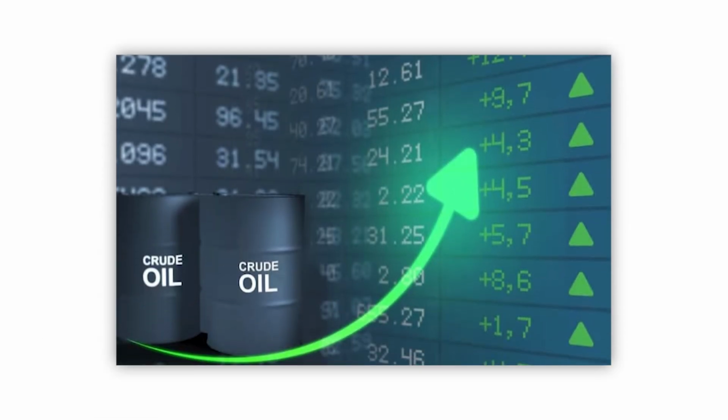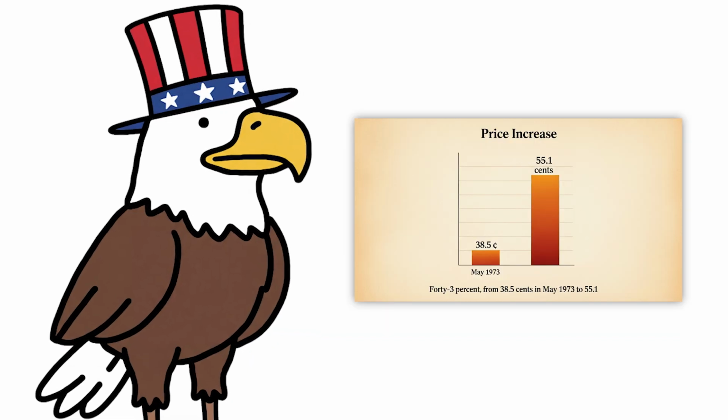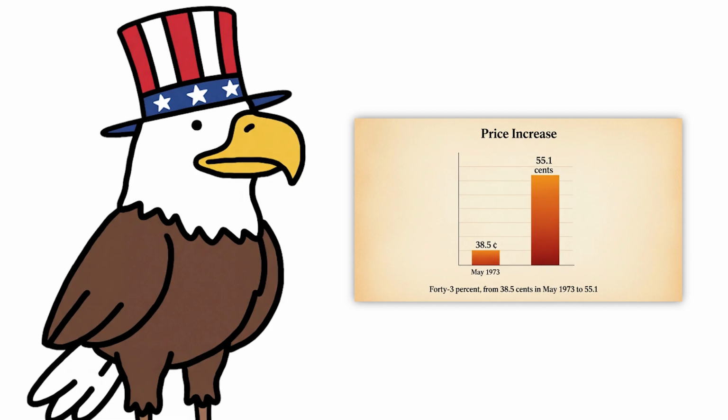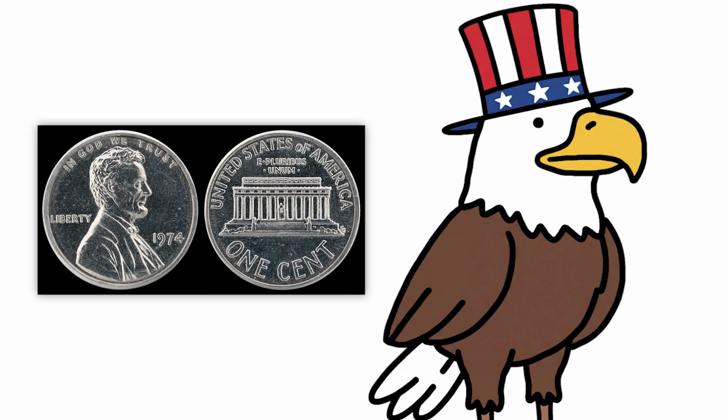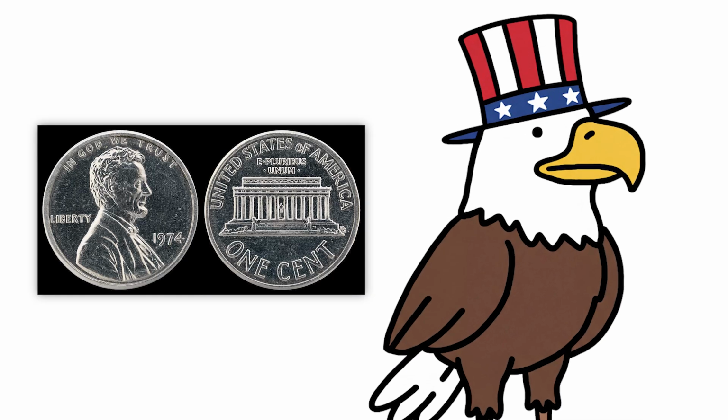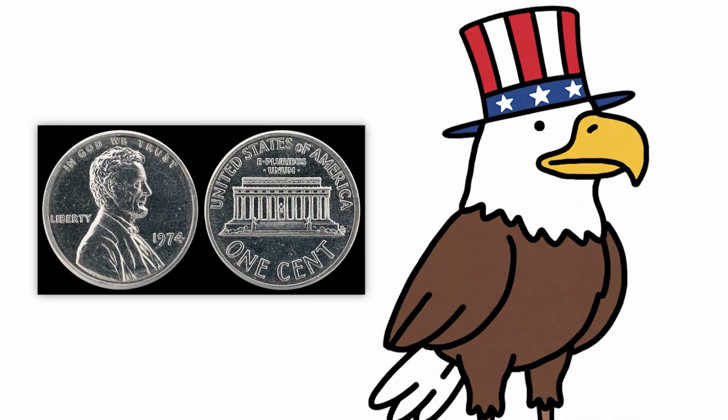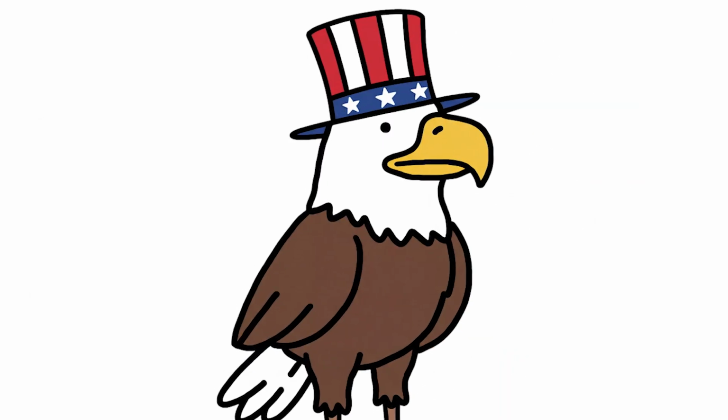The average retail price of a gallon of regular gasoline rose 43%, from 38.5 cents in May 1973 to 55.1 cents by June 1974. Gas lines stretched around entire city blocks. Rationing kicked in across the country.